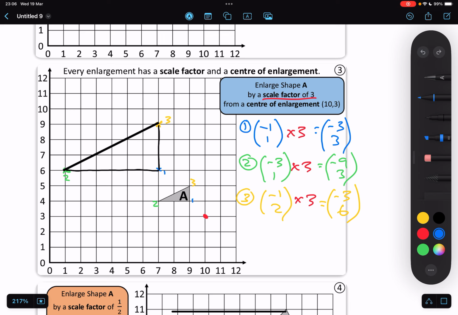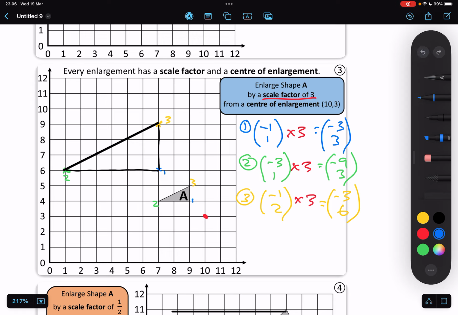Let's also check the height. We've got 1 there, which will mean that if it's 3 times bigger, the height should be 3. So let's check: 1, 2, 3. Yes, it is 3 times bigger. Great. So now that we've done that, there's one final thing that we have to do.